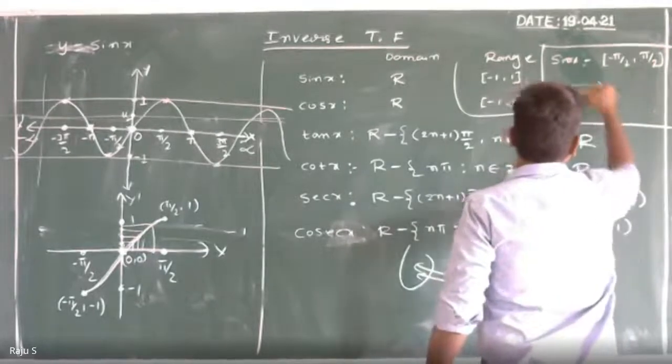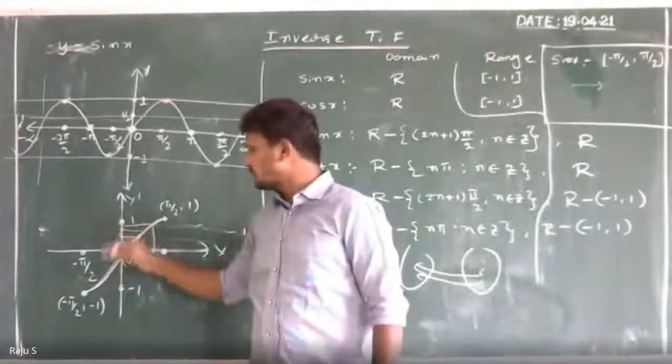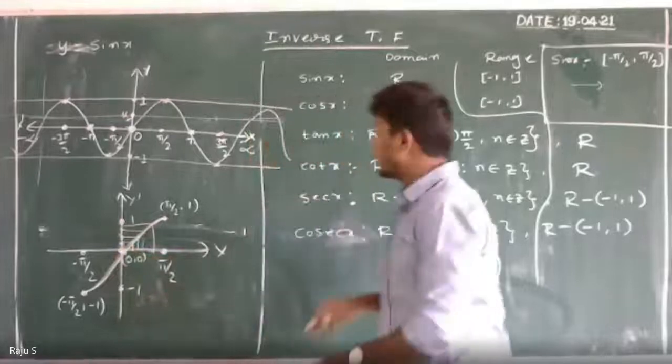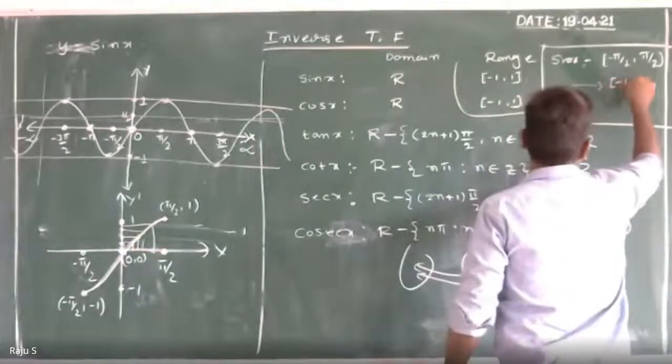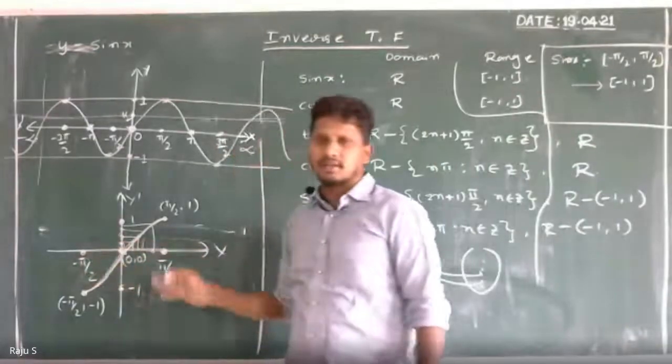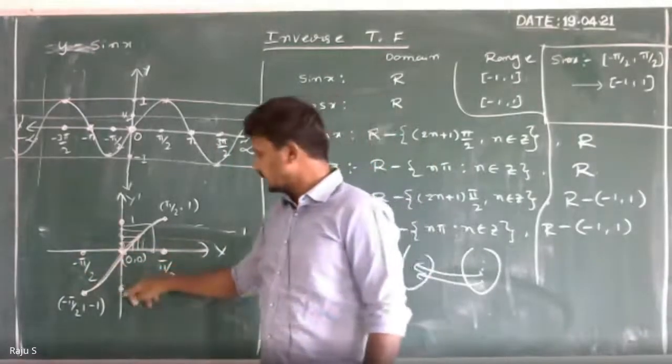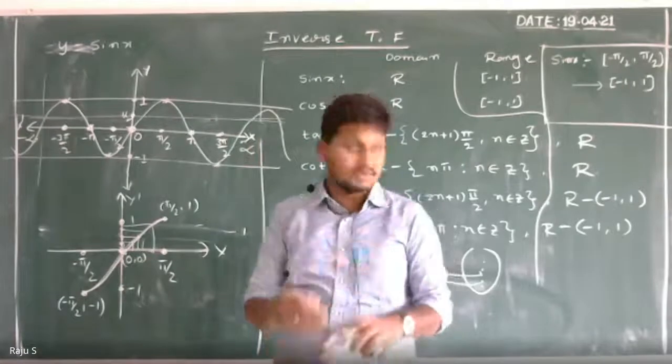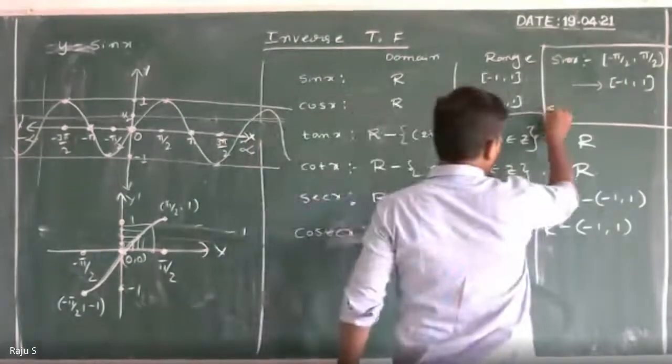This is the domain. What is the range? Nothing but output. The range cannot be changed; range is always from minus 1 to 1. When I take the domain from minus 90 to plus 90, we get the range minus 1 to 1. This is sin x. Then what about sine inverse x?